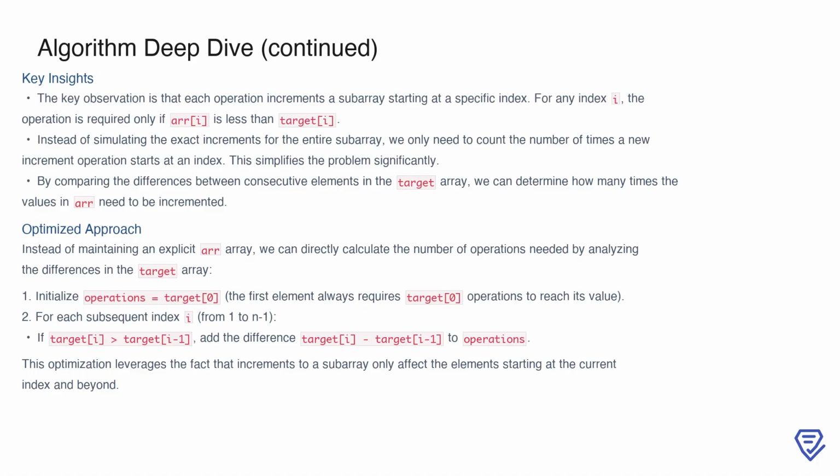To optimize the approach, we initialize operations to the value of the first element in target, as it always takes that many operations to reach its value. For subsequent indices, if the current value in target is greater than the previous value, the difference between the two is added to operations. This eliminates the need to explicitly maintain the ARR array.